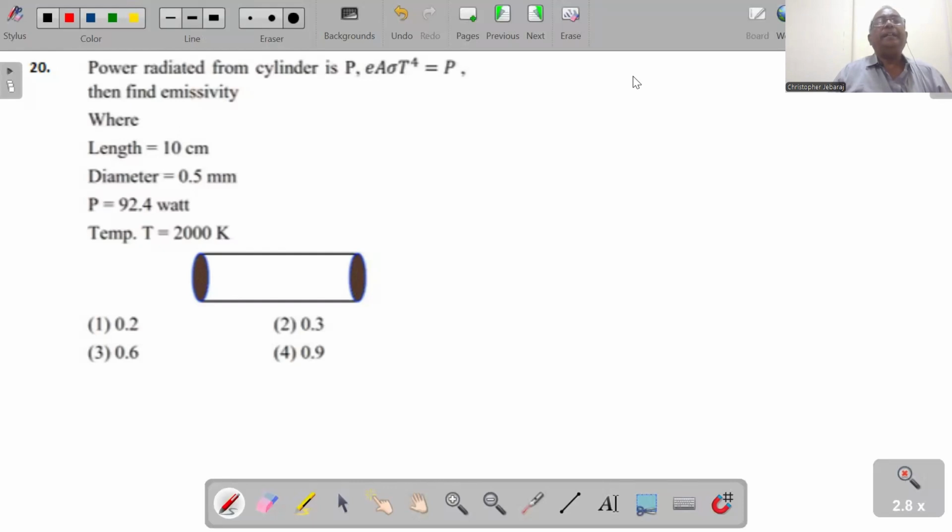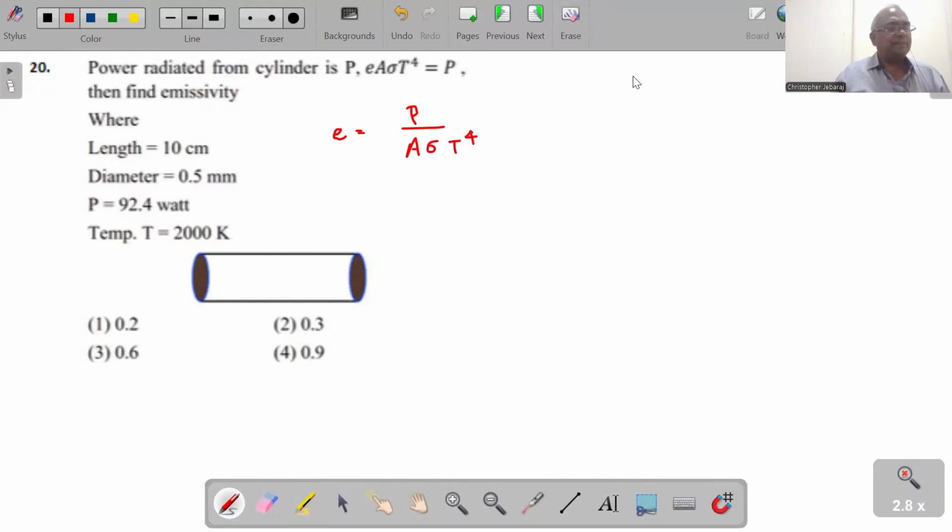Power radiated from the cylinder is P. And the formula is also given for power, actually, it's correct only. Area A, e என்றது emissivity, sigma என்றது Stefan's constant. All these things should be known. Find the emissivity. e கேட்டிருக்கு. e equal to power by A into sigma into T to the power of 4.